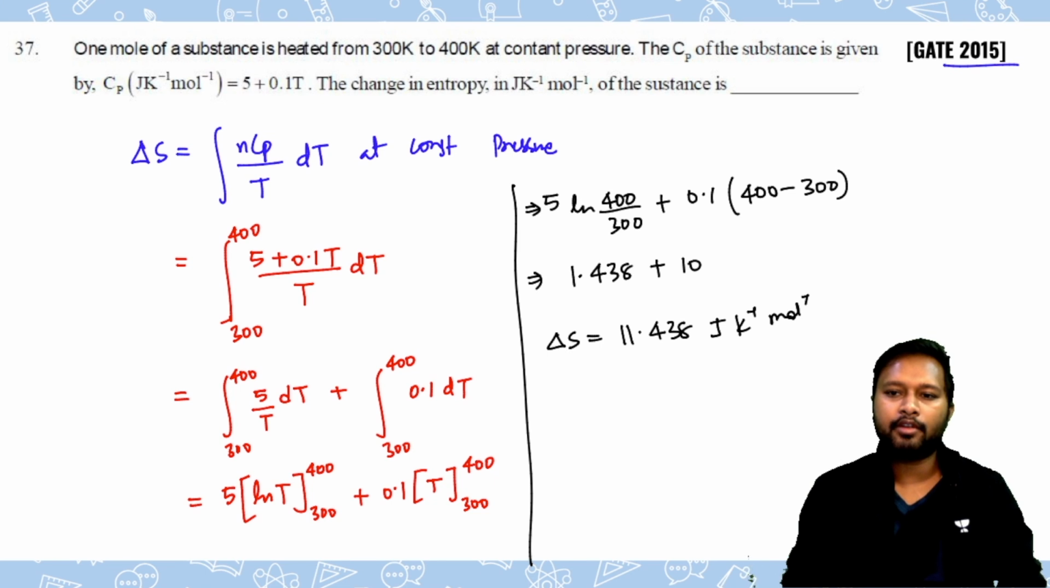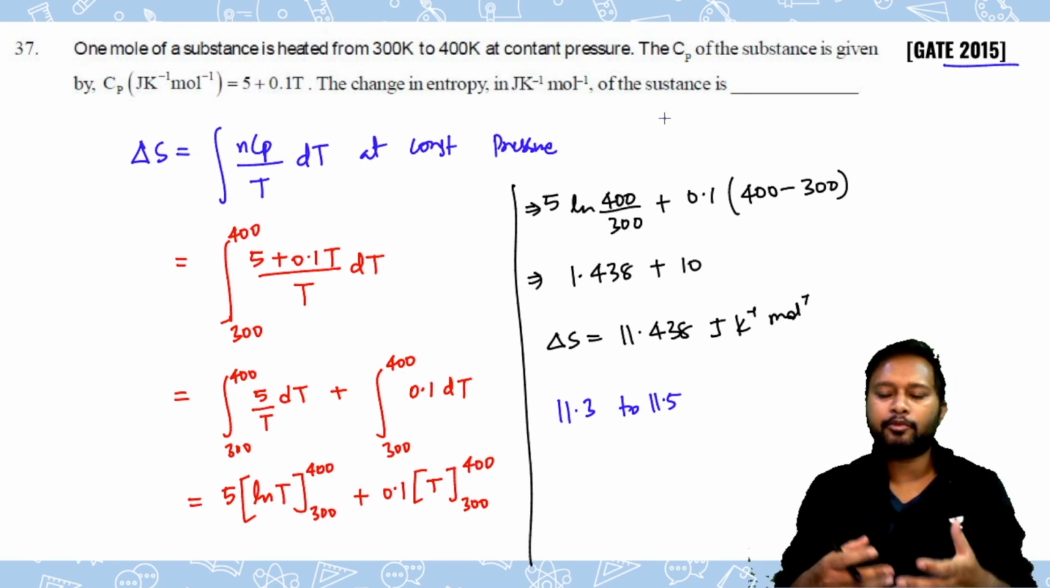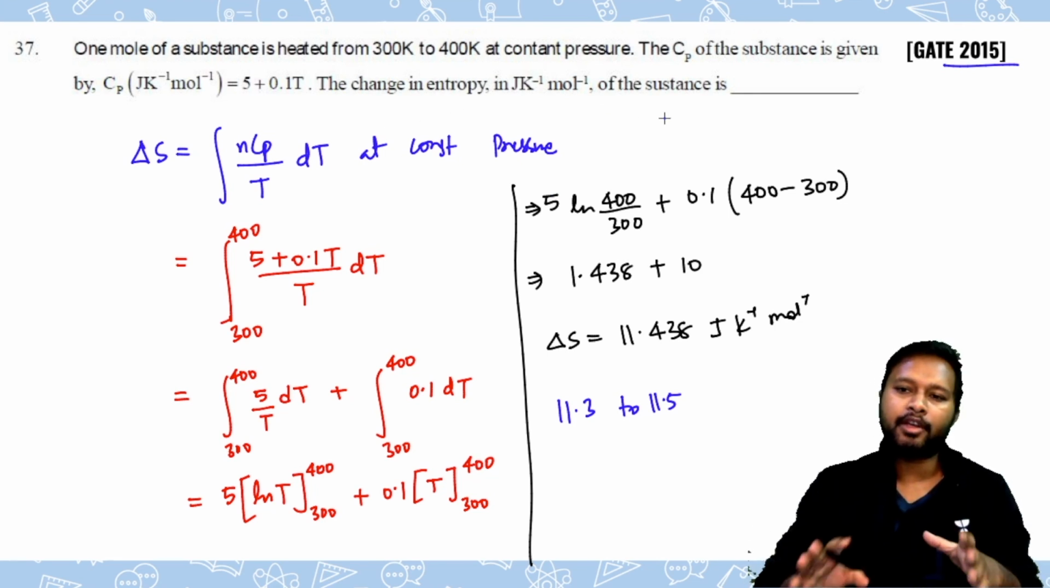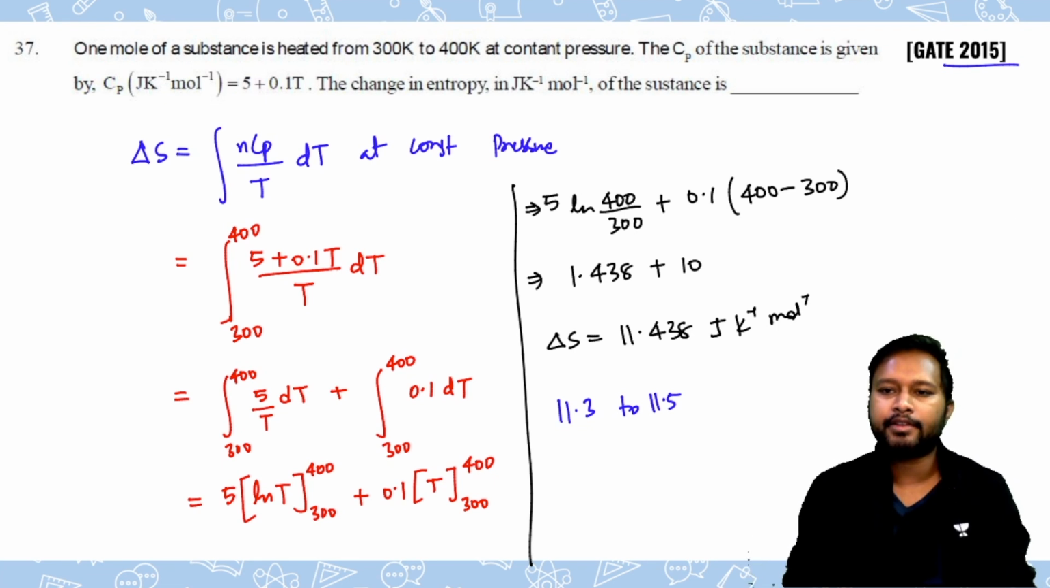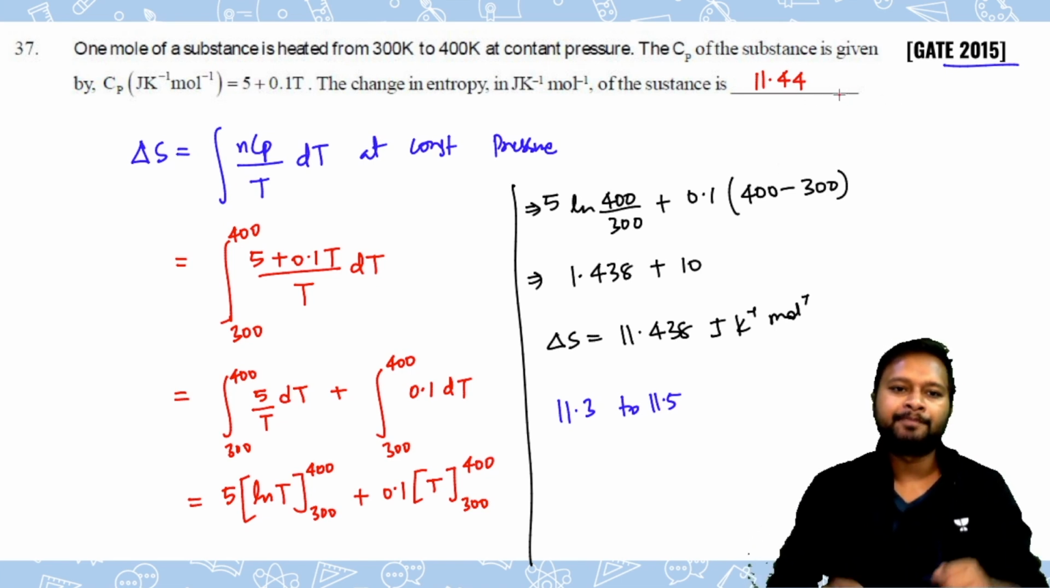The range for the answer is 11.3 to 11.5. It is not given up to what decimal places you have to do. If it is not given, you can just answer up till 2 decimal places. So the final answer which you can write down is 11.44. Okay, so that is going to be the final answer, joules per Kelvin per mole.